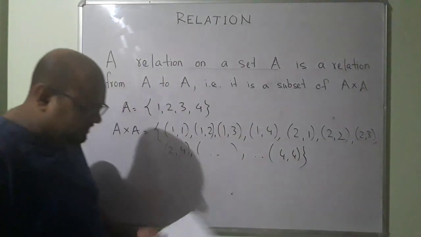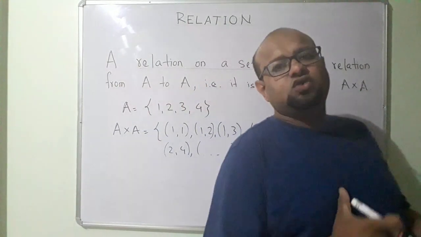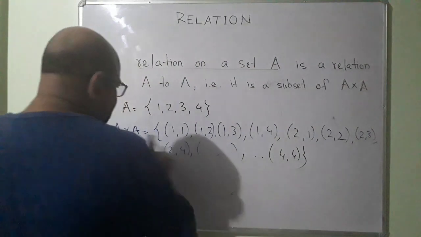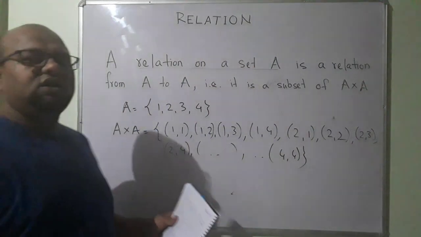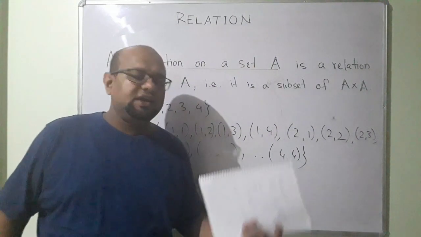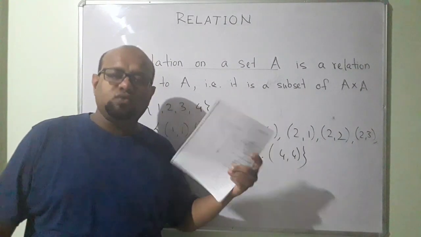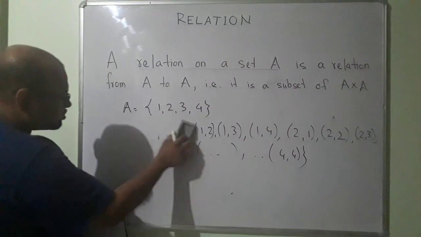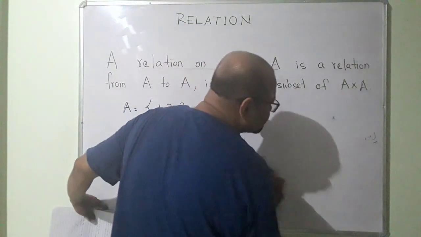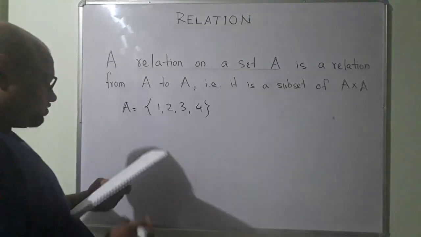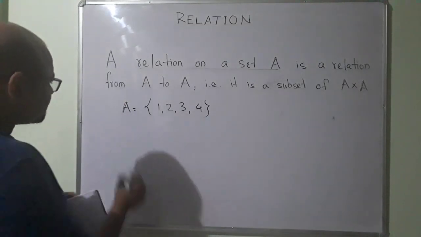I am not writing this down. You know what a Cartesian product is. Now, this is the Cartesian product. This would have been all the possible ordered pairs when I have this Cartesian product of A with itself. Alright. So our relation will be a subset of this Cartesian product. Okay. So let me give you a relation.